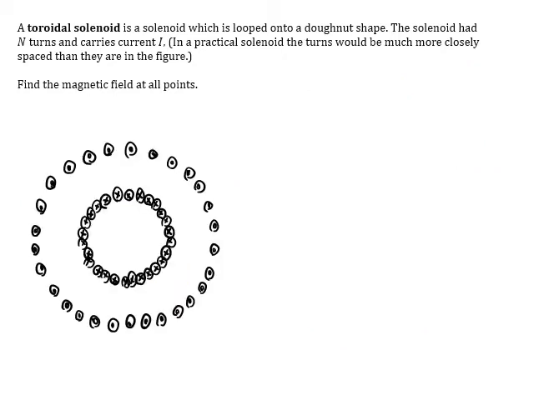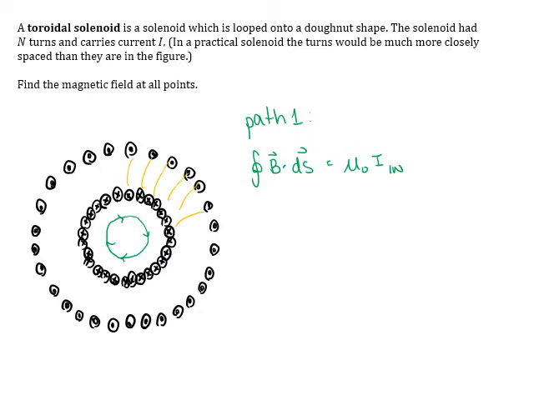So let's start with path 1. We'll choose a path in the middle where there's no solenoid at all. We'll bring our path around this way. So this is for path 1. We'll write Ampere's law. The integral of B dot ds equals mu naught times the amount of current inside our closed path. The amount of current inside our closed path is 0 because remember our wires are coming this way. So this is where our wires are. There are no wires inside that closed path, so there's no current inside that closed path. This tells us that the magnetic field in that empty space is equal to 0.